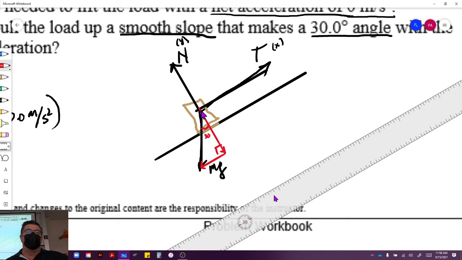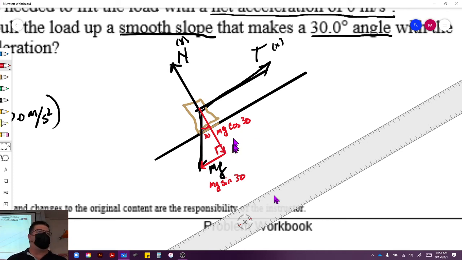Okay, and we're going to go through this part kind of quick. This part over here is now mg cosine 30 because it's next to the 30, right? Adjacent over hypotenuse, so we know that's the cosine. And this guy over here is mg sine 30 because it's opposite the 30. Okay, are we cool on that conversion? All right.